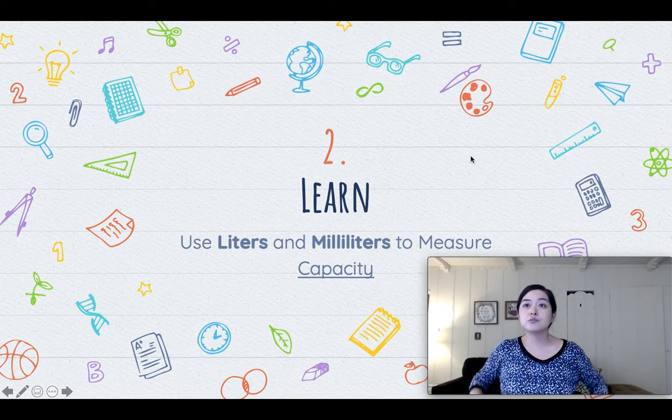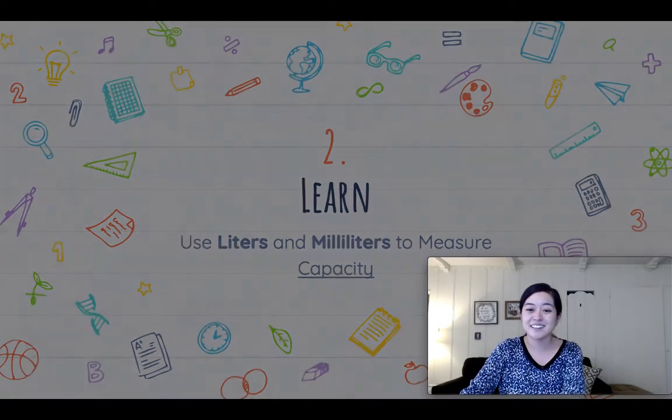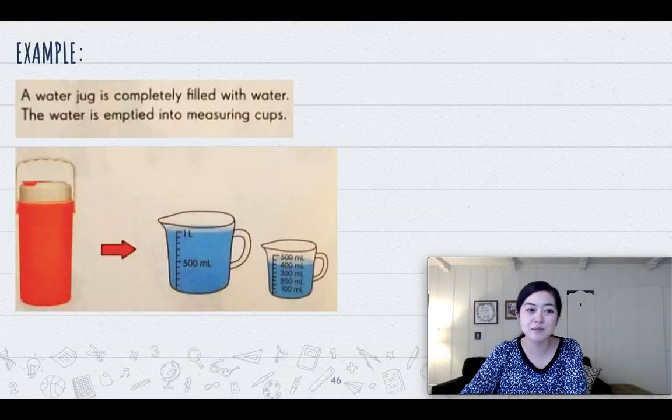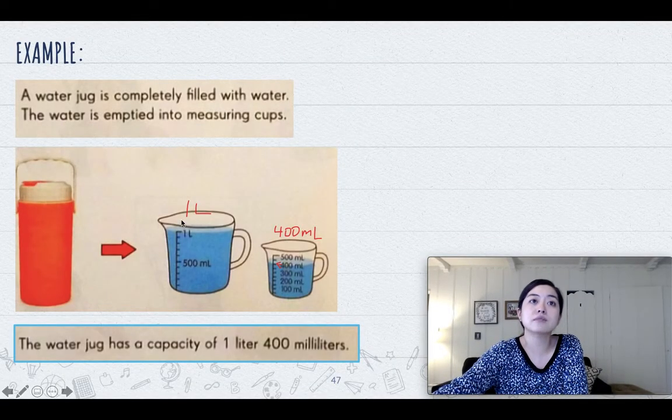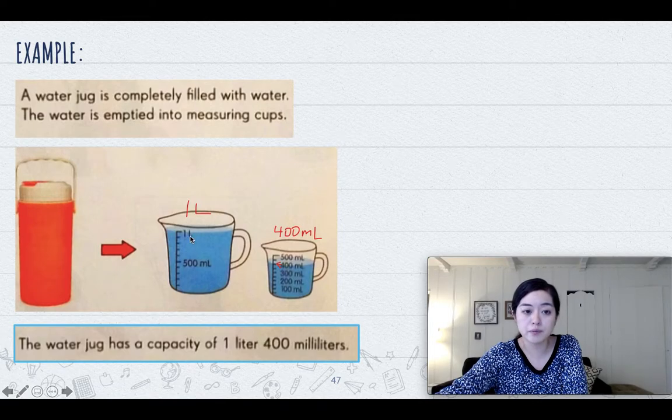Now we're going to measure capacity. Okay, let's look at this example. A water jug is completely filled with water. The water is emptied into measuring cups. Okay, so we're going to find out the capacity of the water jug. What is the capacity of the water jug? Well, let's see. It looks like this measuring cup is 1 liter. This measuring cup hits at the 400 milliliter mark. So the water jug has a capacity of 1 liter and 400 milliliters.